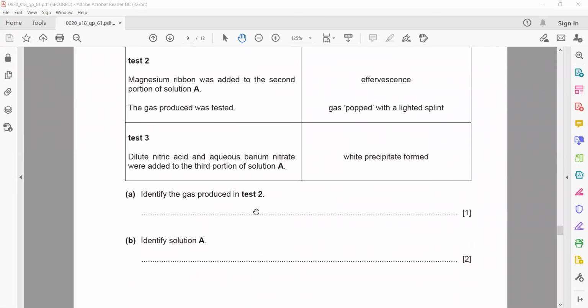Identify the gas produced in test 2. Which gas is produced in test 2? Hydrogen. Identify solution A. What is solution A? That is sulfuric acid.